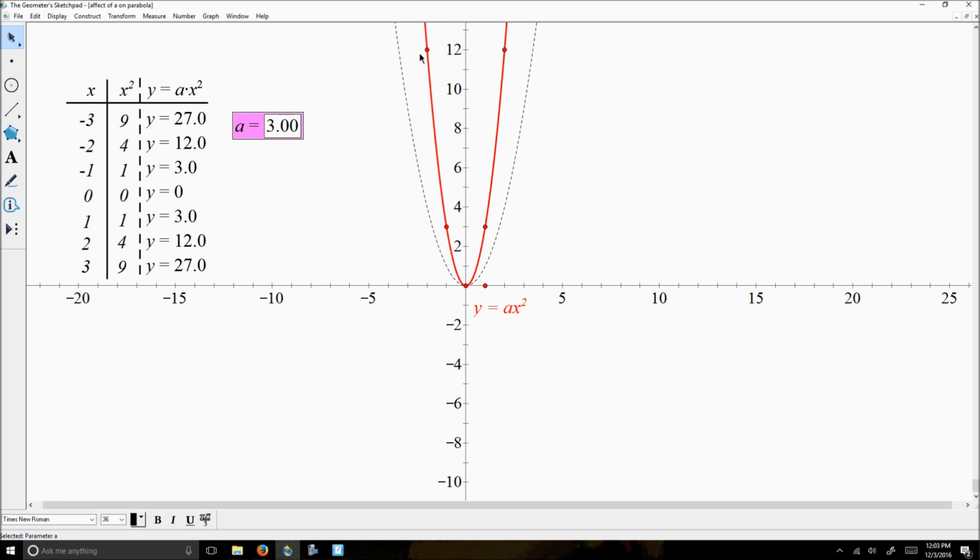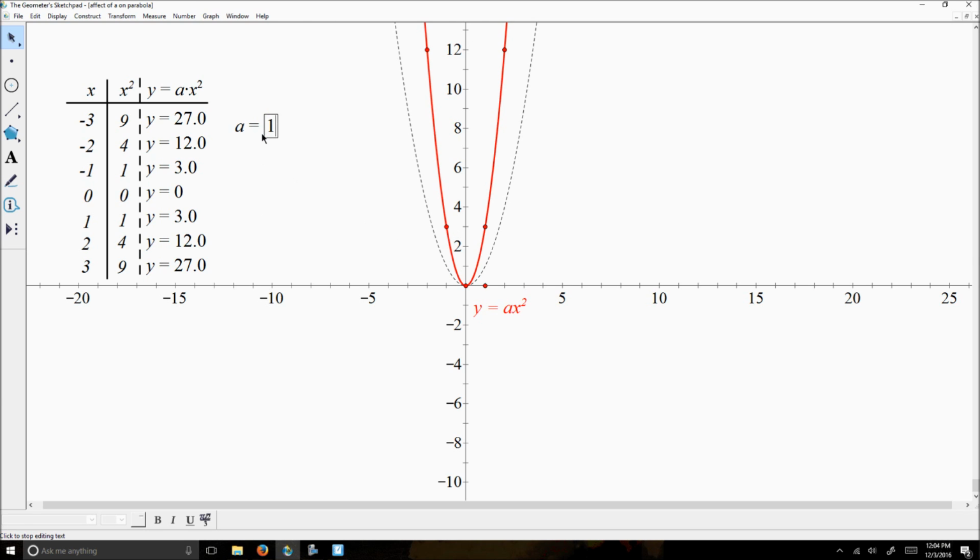Take note as to how our new parabola compares to the dotted line representing our original parabola. The point which corresponded to x equals 1, which was originally at 1, is now 3 times larger. So what appeared here at 1, 1 is now 3 times larger at 1, 3. The point that originally corresponded to 2, 4 is now also 3 times larger, so it's taller on the graph. As a result, our parabola seems to have gotten more narrow.